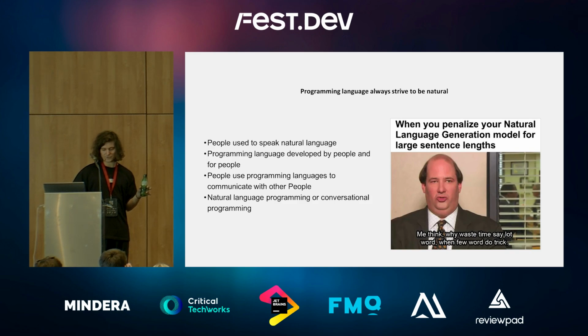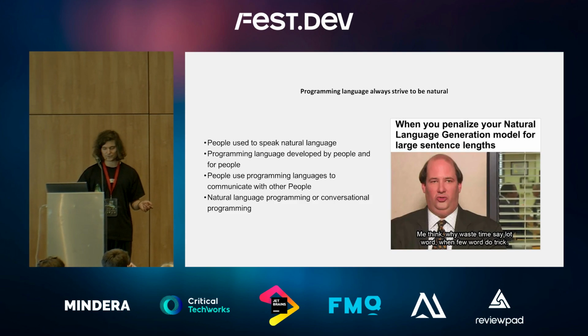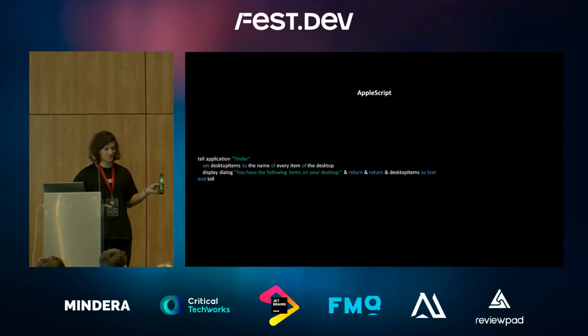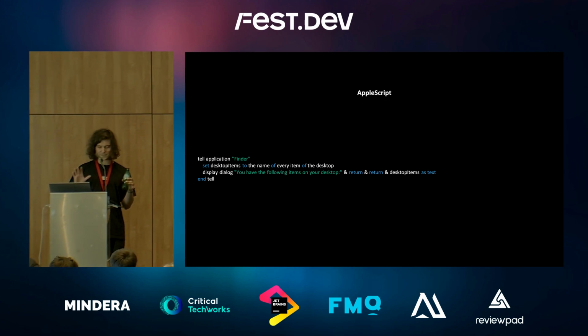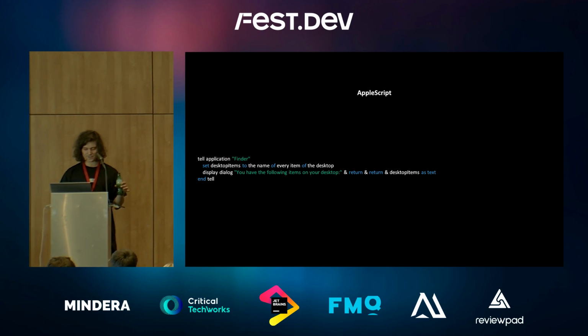People using programming languages to communicate with other people. Natural language programming or conversational programming is a paradigm that was implemented by a lot of languages. For example, AppleScript. You can write something like "tell application Finder, set desktop items." So it's basically developed in a way so people can read it like a normal sentence.